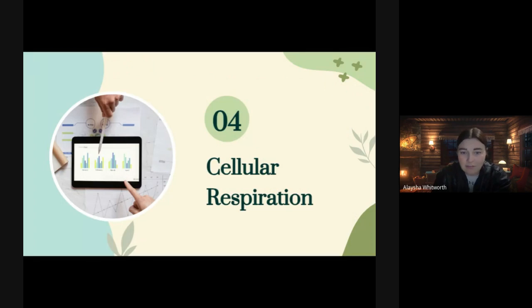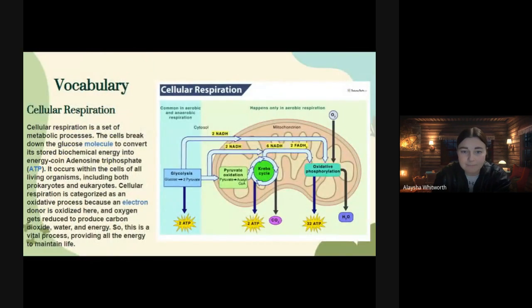Cellular respiration was our fourth unit. I would say probably one of our hardest units for sure. Cellular respiration is a set of metabolic processes. The cells break down the glucose molecule to convert its stored biochemical energy into adenosine triphosphate, which is ATP. It occurs within the cells of all living organisms, including both prokaryotes and eukaryotes. Cellular respiration is categorized as an oxidative process because an electron donor is oxidized here and oxygen gets reduced to produce carbon dioxide, water, and energy. So this is a vital process providing all the energy to maintain life.